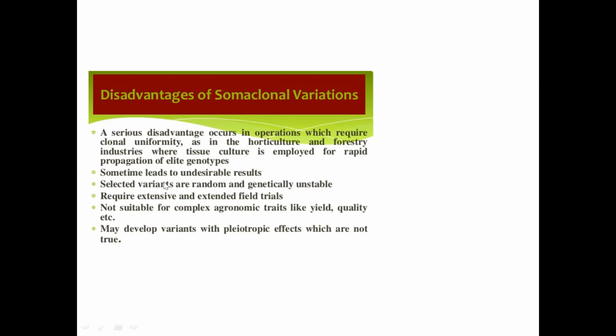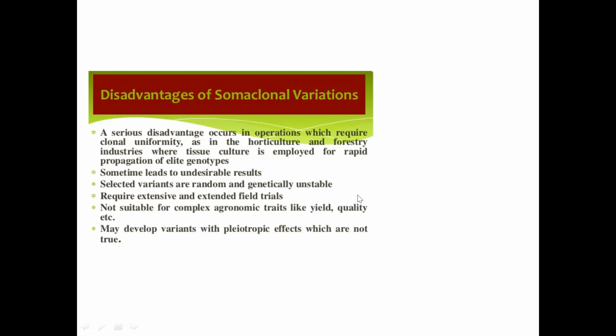It sometimes leads to undesirable results because of mutations. Somaclonal variation in the genes will also have a higher mutation rate. So you can always have undesirable results, and selected variants are random and genetically unstable. That is what I have been telling before. And you require extensive field trials. You just can't try once and then say, yeah, I have generated it. Subsequent generations may lose the variation also.